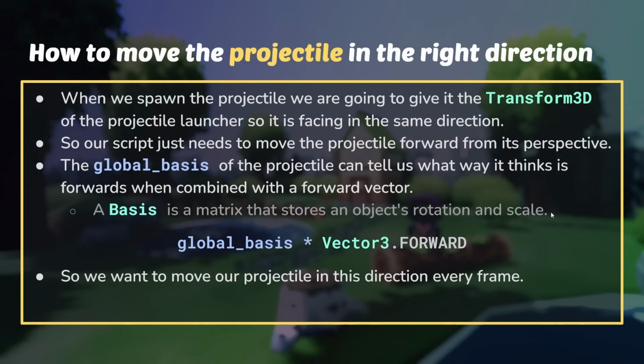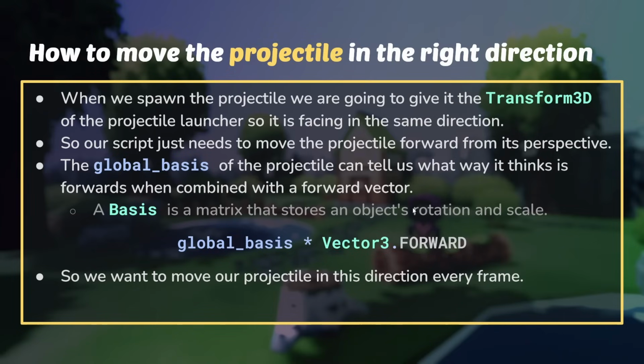So with that done, we then need to start moving our projectile in the right direction. When we spawn the projectile, we're going to give it the transform 3D of the projectile launcher, so it's going to face the same way as the launcher. Our script is then going to need the projectile to move forward from its perspective. You can find out what way an object thinks is forward from its perspective with its basis.